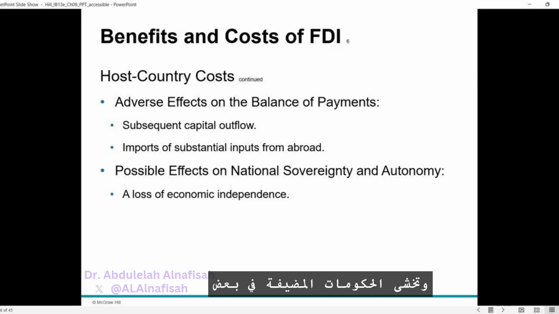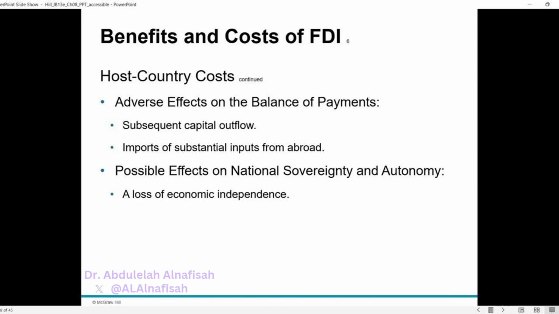Host governments sometimes fear that FDI could compromise their economic independence, as key decisions affecting the host nation may be controlled by foreign entities without strong ties to the host country.